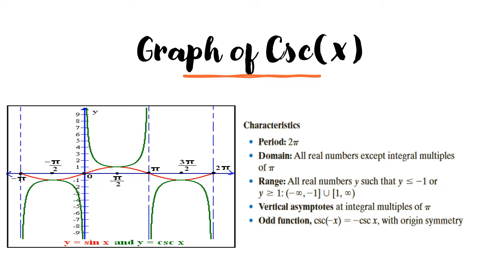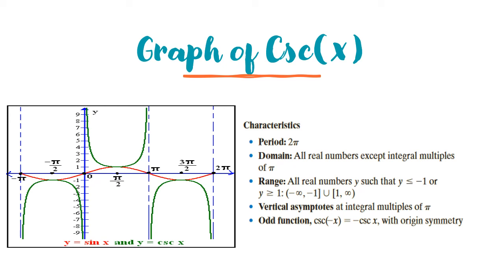Now the graph of cosecant x. So the period is 2 pi, the domain is all real numbers except integral multiples of pi. The range is from negative infinity to negative 1, union 1 to infinity. We have vertical asymptotes at integral multiples of pi.